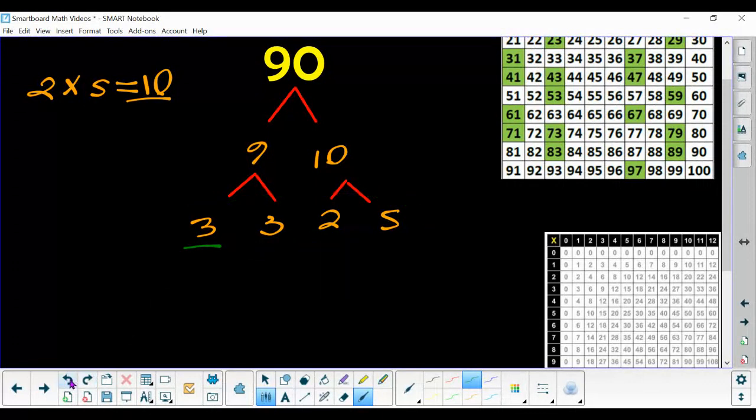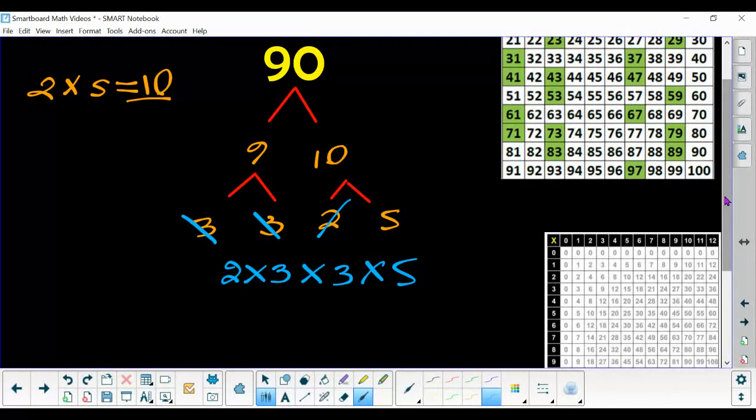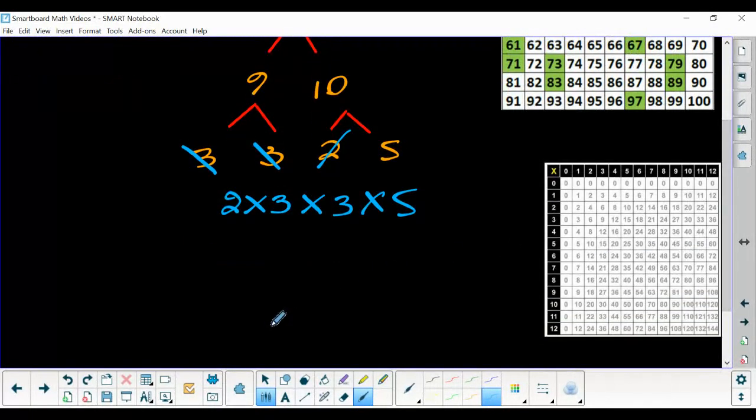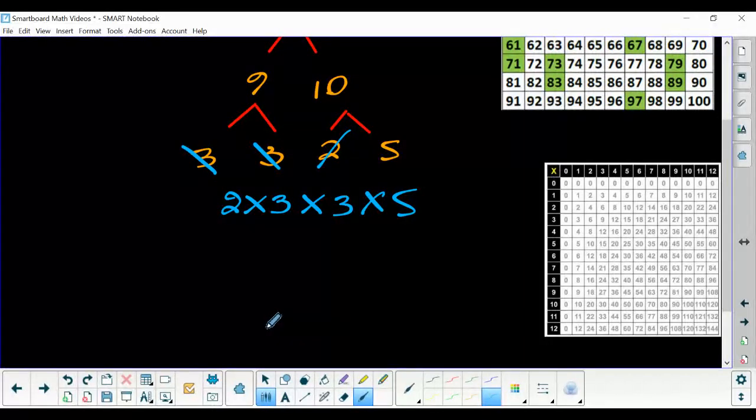So I stop with the tree, but I'm not done yet with my work. What I'm going to do next is put my numbers in order from small to big. So 2, times 3, times 3, times 5. I just listed all my numbers in order from small to big: 2, 3, 3, 5. And one more thing, exponents. In 6th grade, they usually want your answer in exponential form.